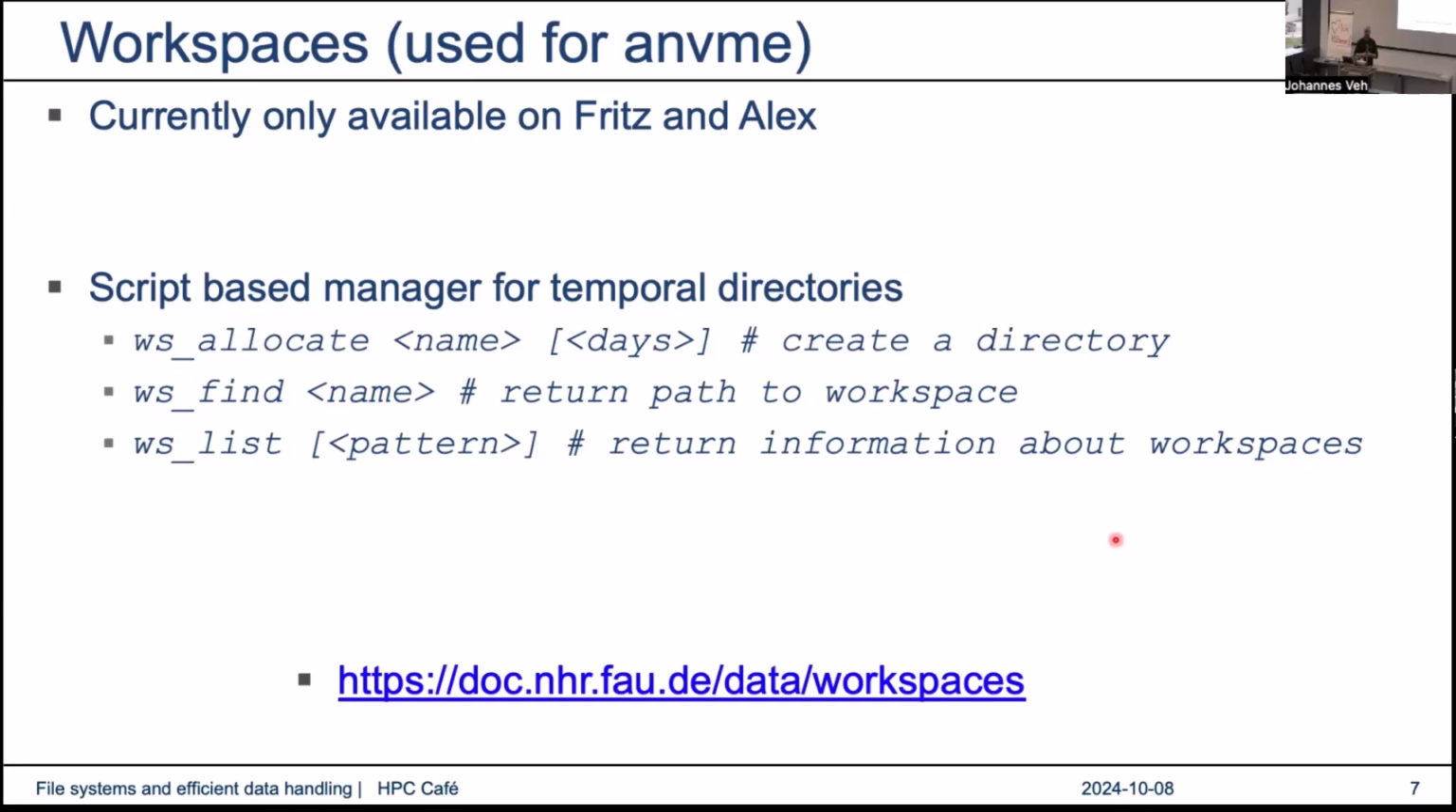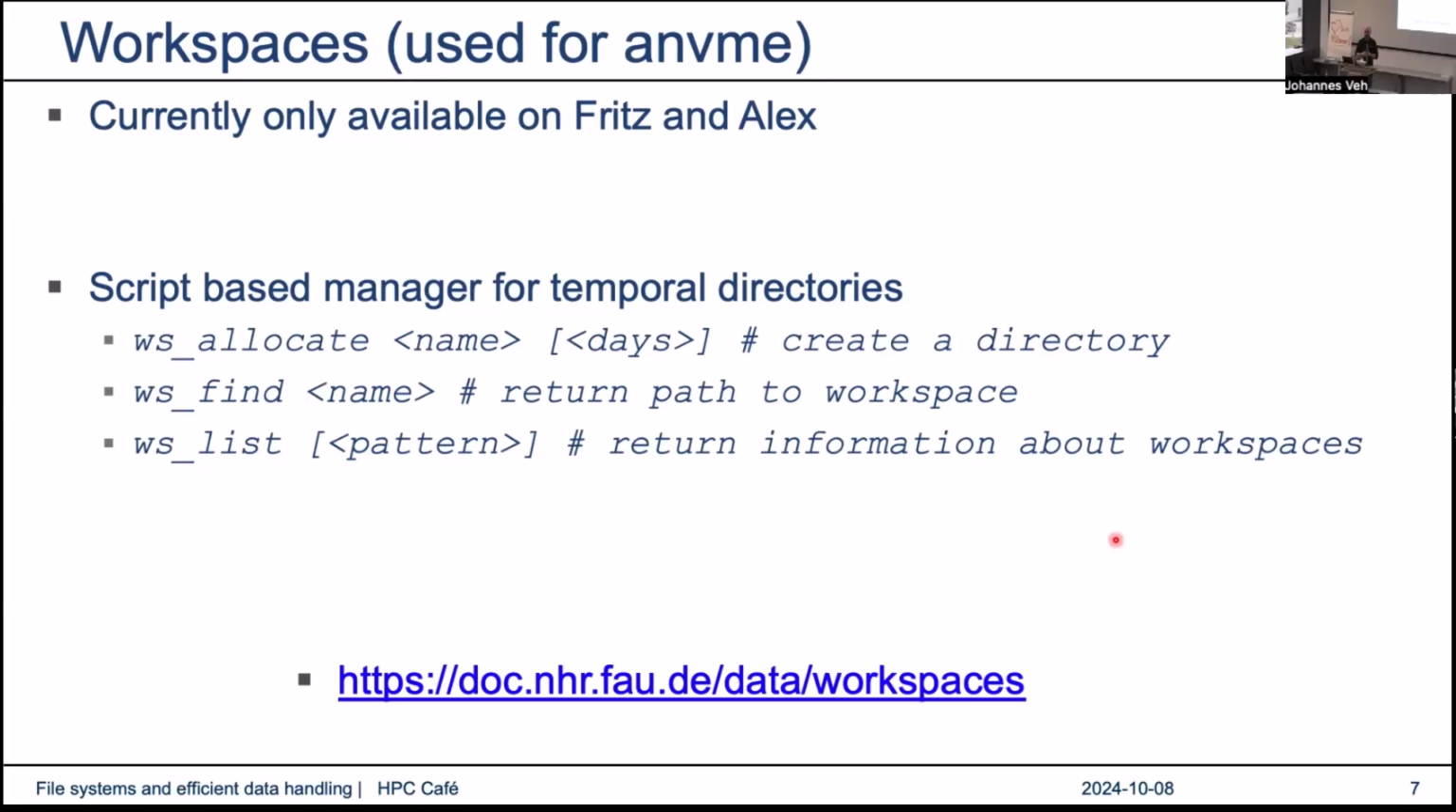So it's workspace allocate, or vs allocate. You give the workspace some kind of name. You can freely choose the duration this workspace should live. If you don't give it a duration, it will be a single day. If you tell the script a duration, it's up to 90 days in our configuration. Once you type in this command, it will return a path, and this is where your workspace lives. And then you can just copy data there and read data from there.